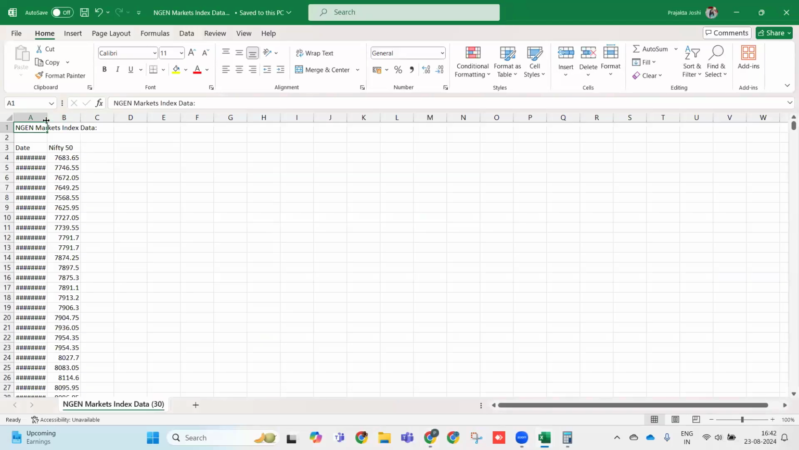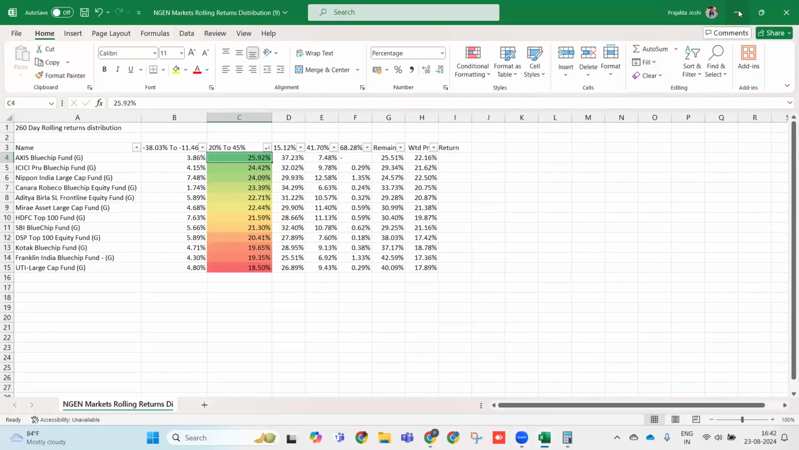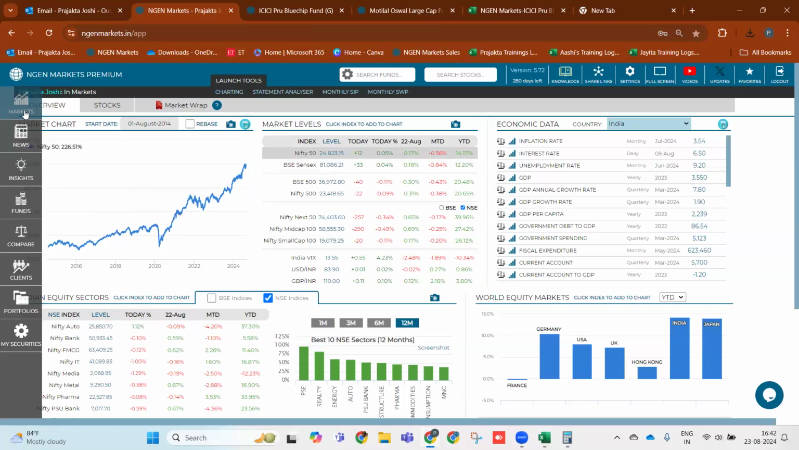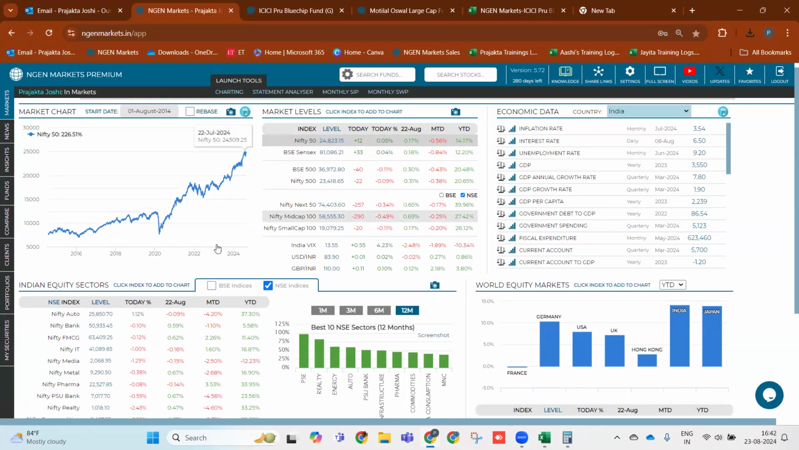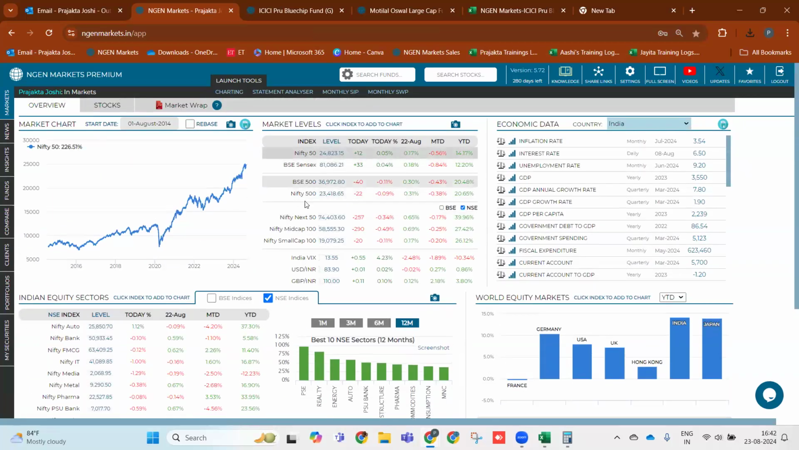One second. Yeah, so this is how it will look. I hope my Excel is visible to you. However, this can only be done for whatever indices you can see on the NGEN Markets section only, as of now at least. So you can see some sectoral indices, you can see BSE sectoral indices, and broad indices.